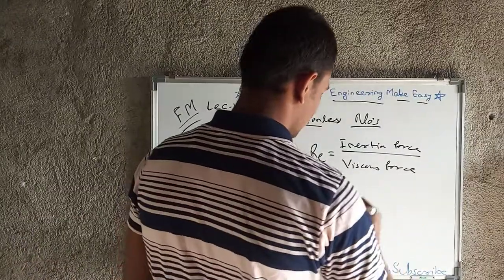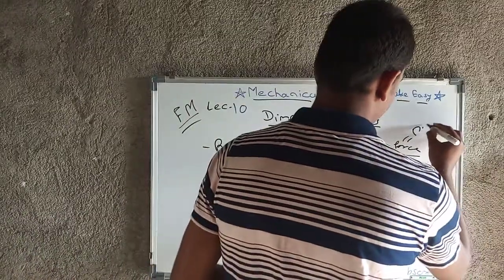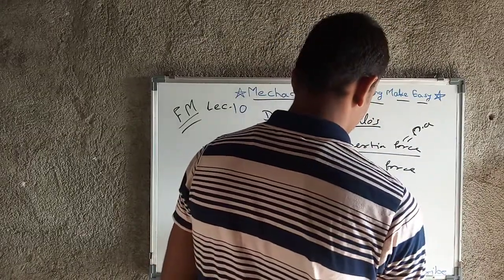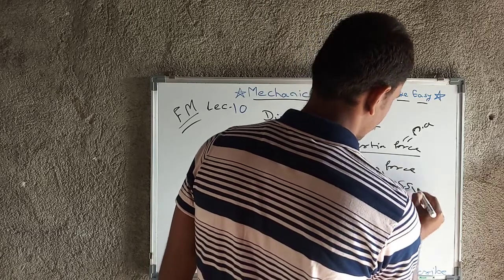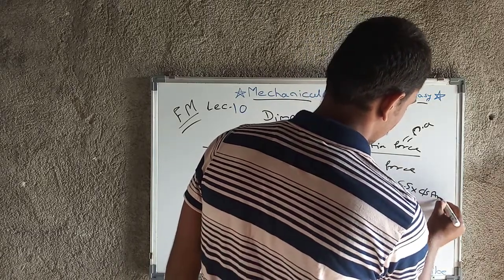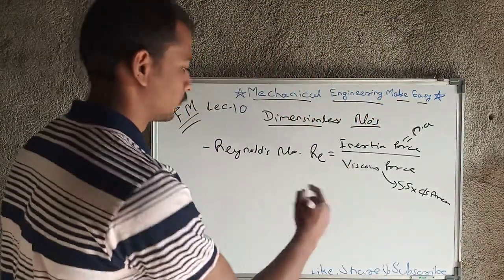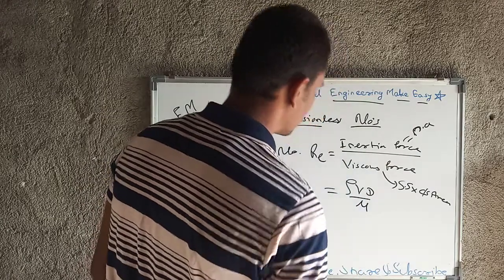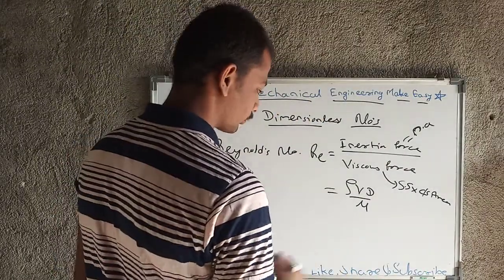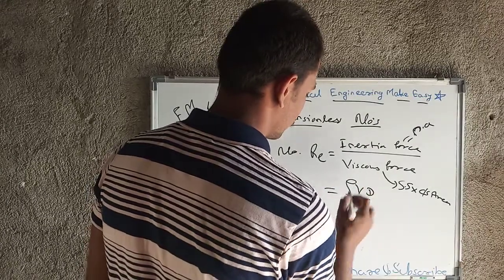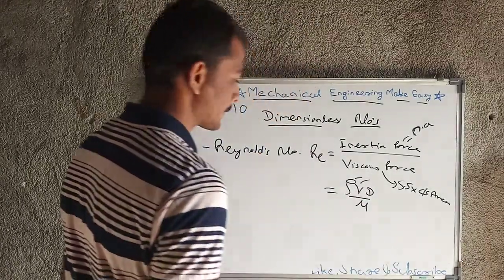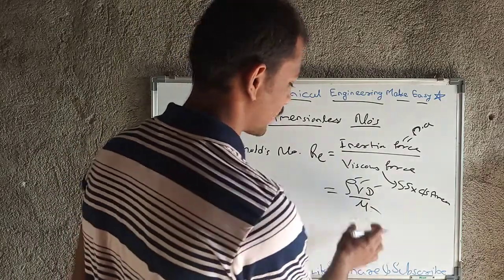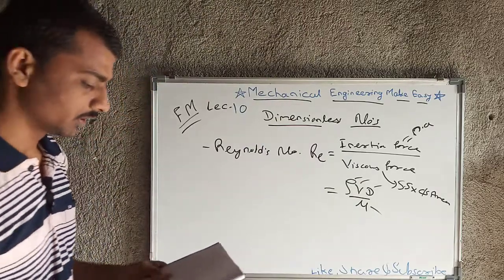And what is inertia force? That is mass into acceleration. And what is viscous force? That is shear stress into cross sectional area. And from all the calculations we get to know that rho v d by mu is the Reynolds number, that is rho v d by mu: density, velocity, diameter, and this is dynamic viscosity. These are all the parameters.